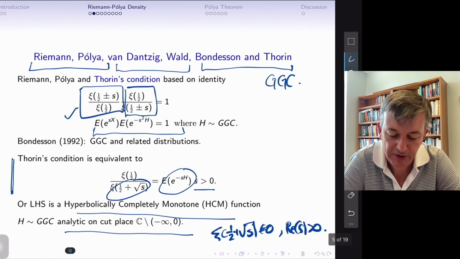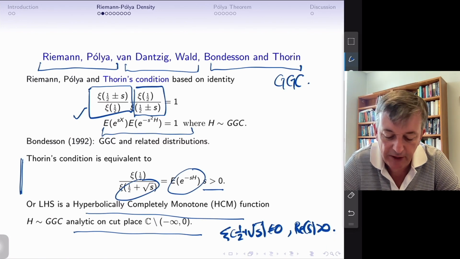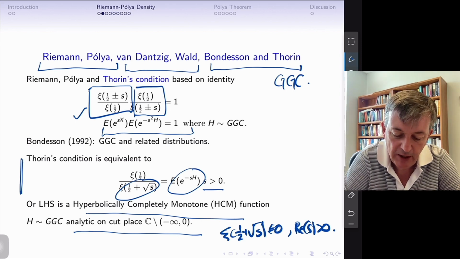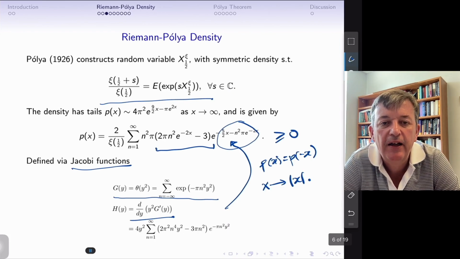As opposed to, let me just recap down here, Thorin's condition, where I can directly find the Levy measure representation for the ratio function, and then find from the Levy representation a Thorin measure and prove it as a GGC. So essentially there are two different approaches to showing the Riemann hypothesis.